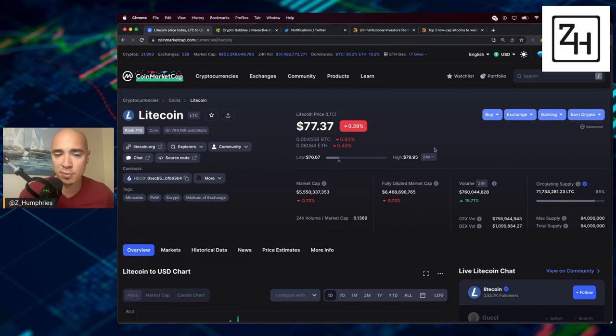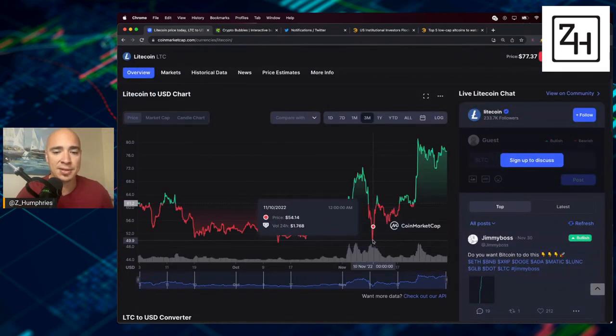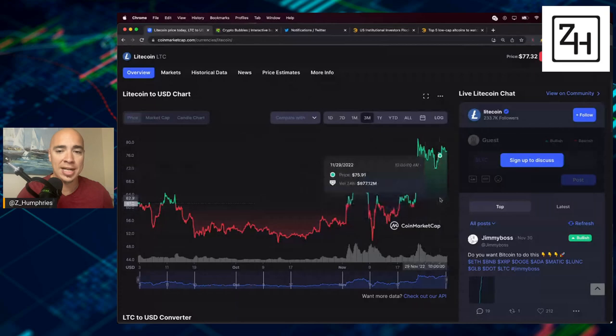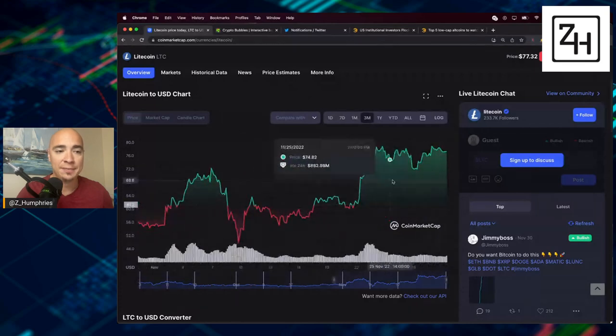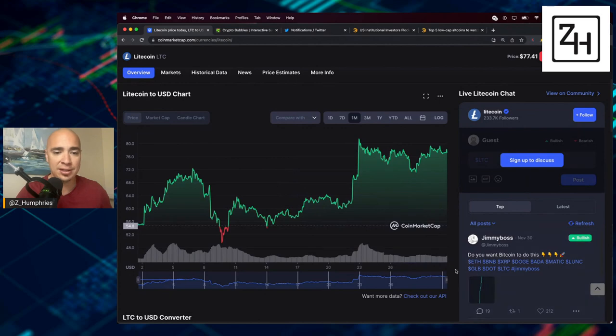Still looking for an entry point. I missed it on the way up. You could see what's happened here in the last 3 months. We got this big dip back here in November. This was a great opportunity with the FTX situation. Man, we missed it. Sitting at $49 right here. But I'll continue to watch it. Right now, it's still trending up. Look at that. Still doing just some unbelievable things. Got all the way up to $81 recently on 11/23. It's still crushing it. There's the 1 month.